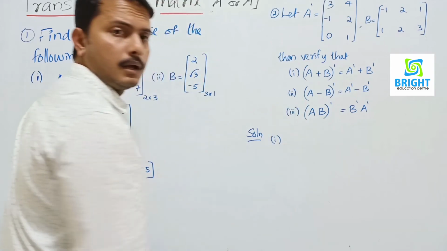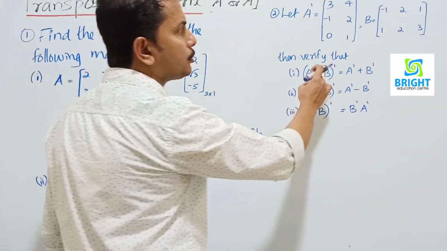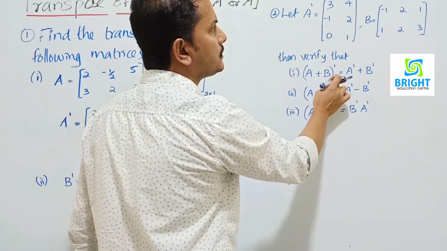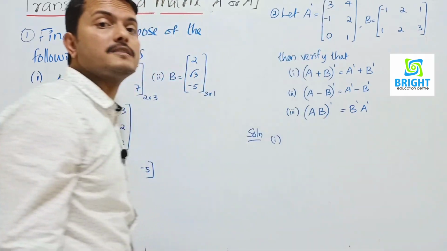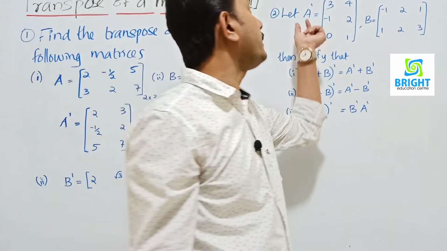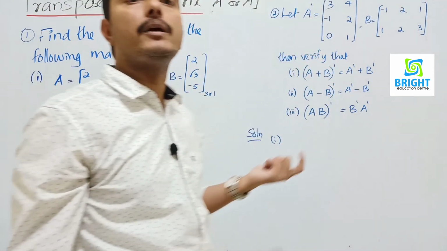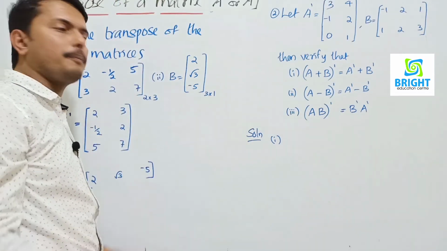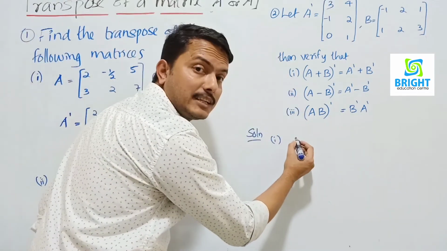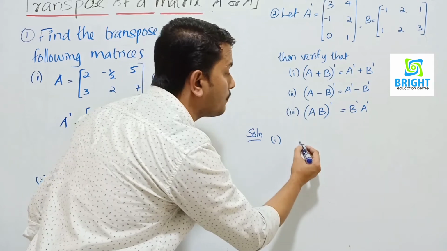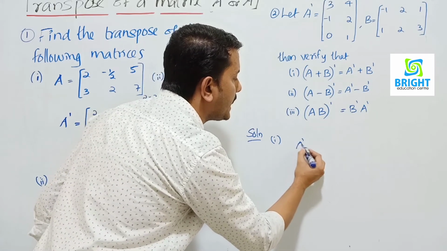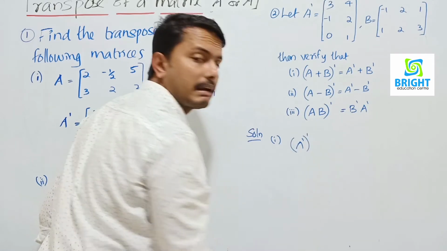First part we'll be doing it. So first thing, what do you have to do? Here A plus B is there, but A dash is only given. So the first thing we have to find is what is your A. How do we obtain A? We'll be using the first property again. A dash will be obtained by, or A will be obtained by, A dash whole transpose.